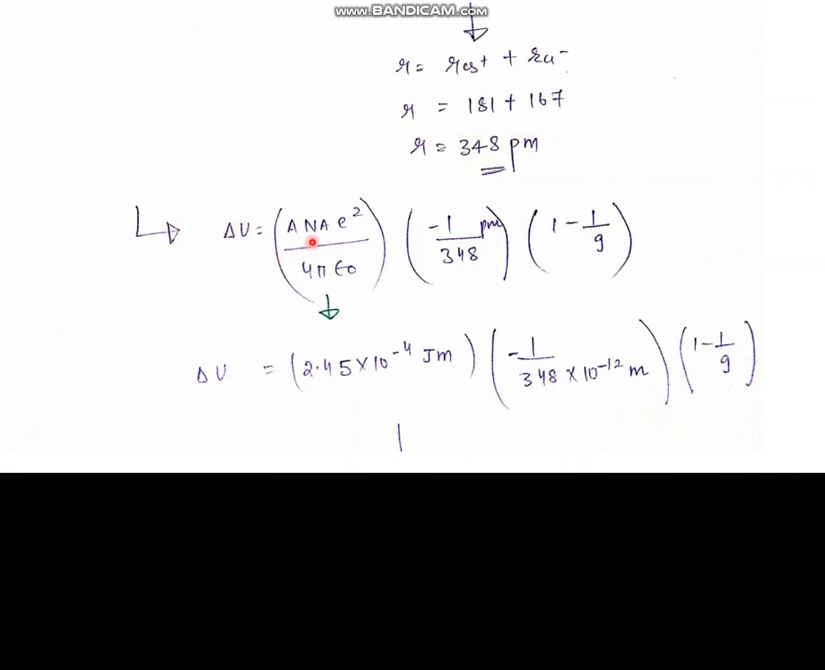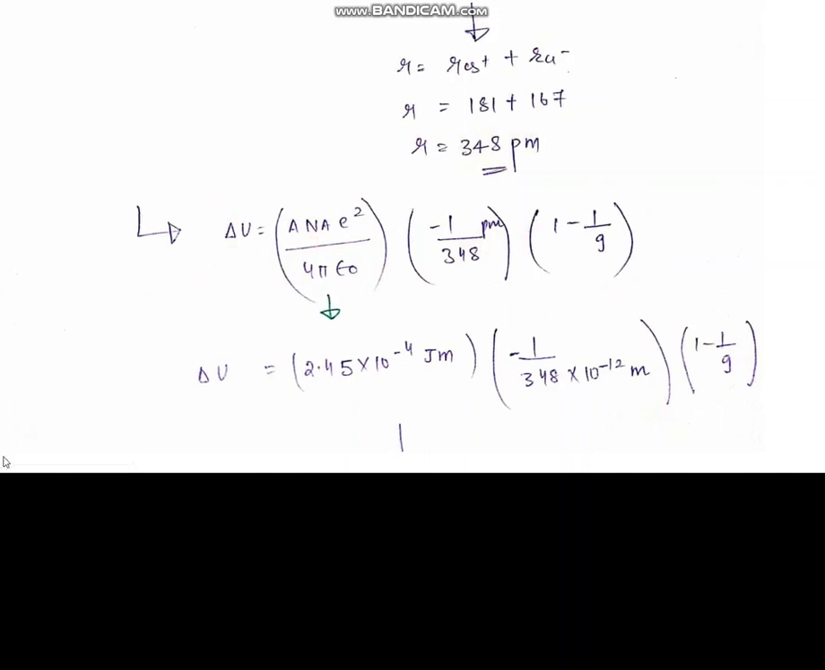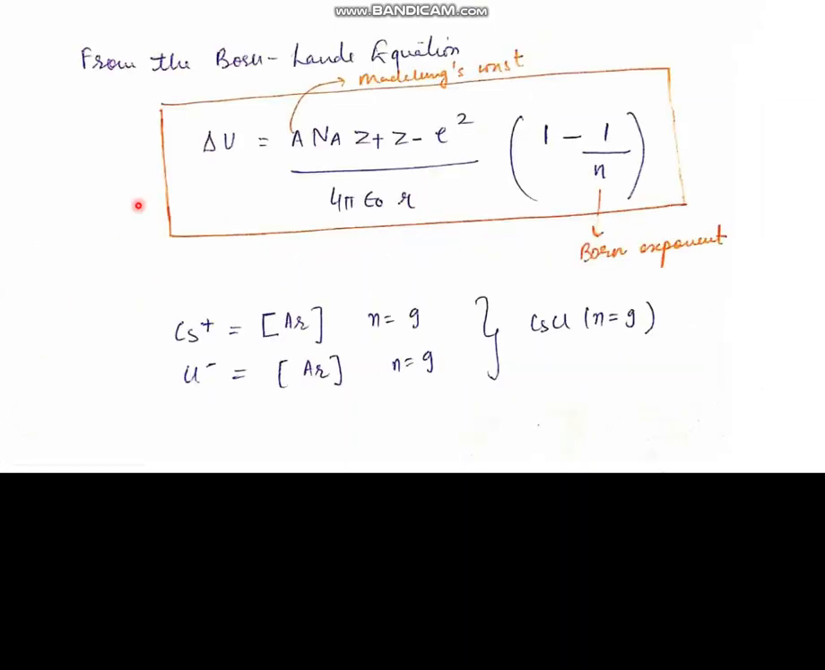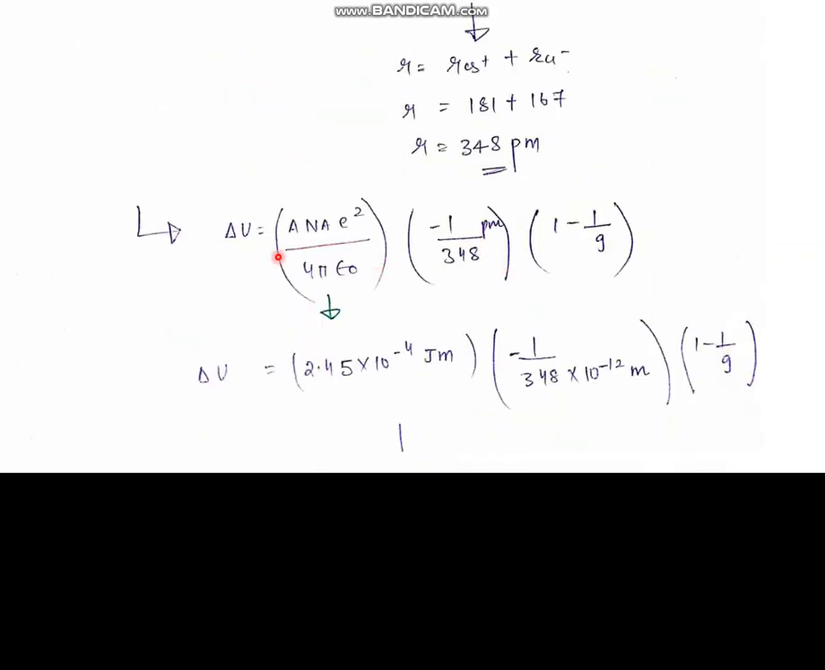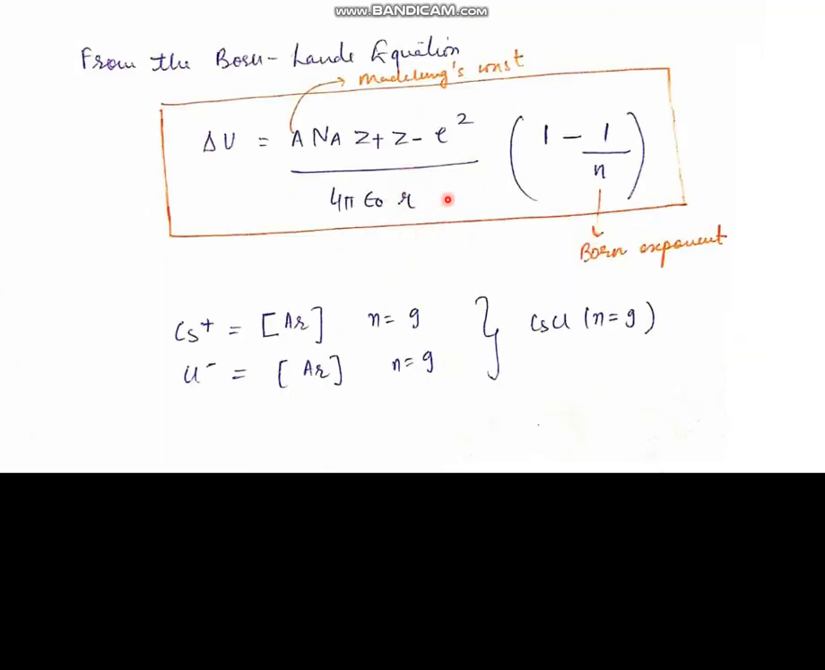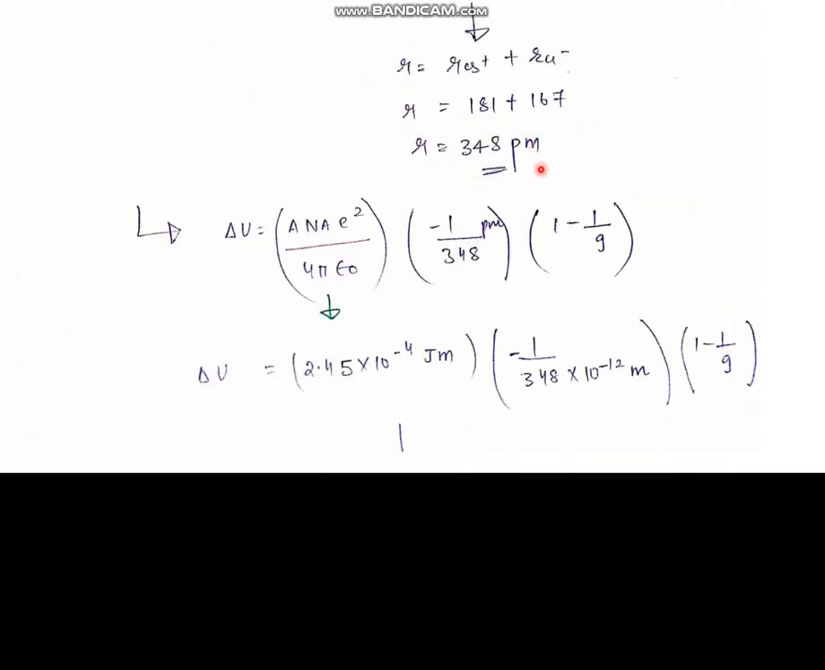Now we have arranged the Born-Landé equation in such a way that we can find the values easily. As you can see, this is the Born-Landé equation. We have arranged Z plus Z minus e squared over 4 pi epsilon naught, because this value is given. And we have to substitute the value of the radius. The radius we found out is equal to 348 picometers.